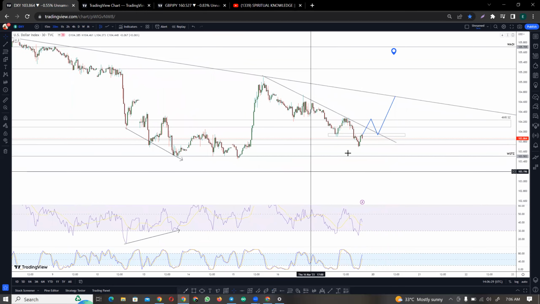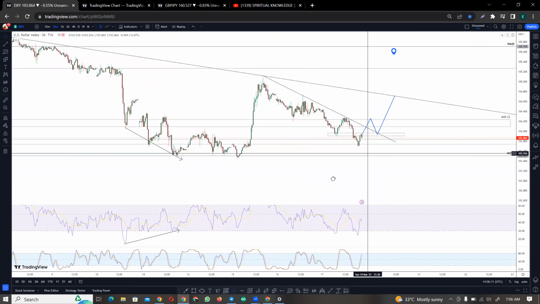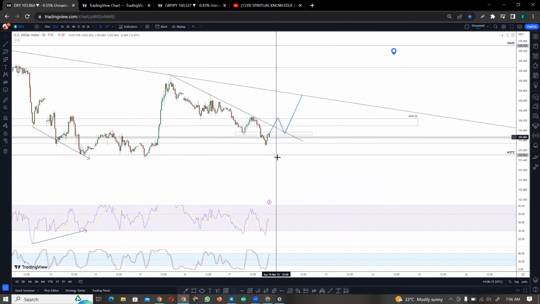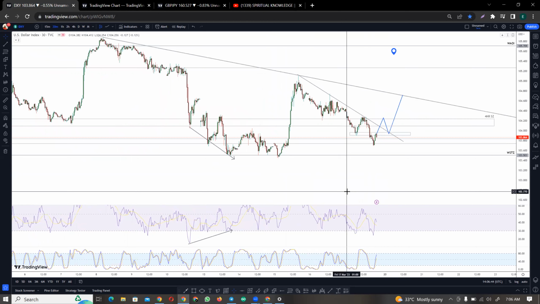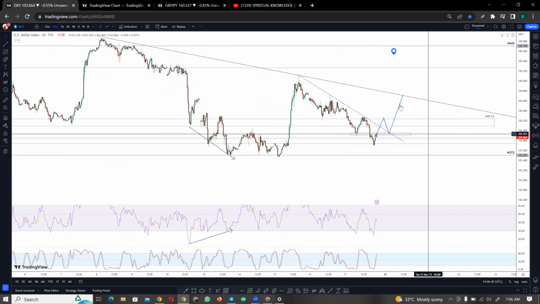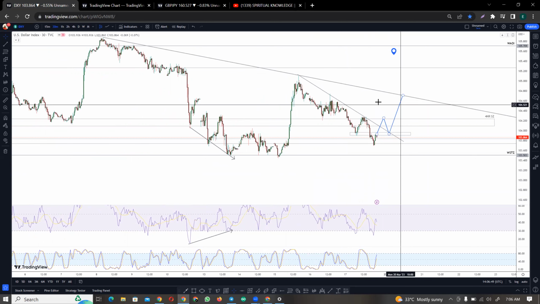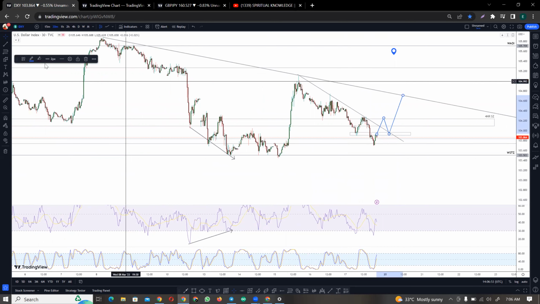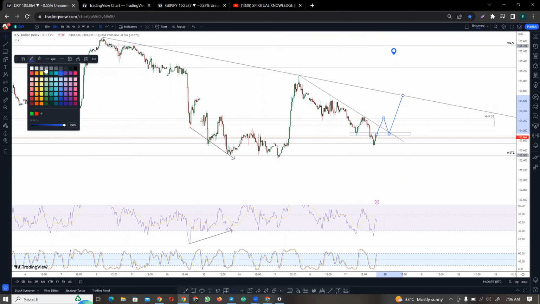Then if the market doesn't respect it and breaks this zone and comes down here, then we will see. But for now, you don't force the market to show anything. Just leave the market as it is. Don't force it. So that is that for DXY.